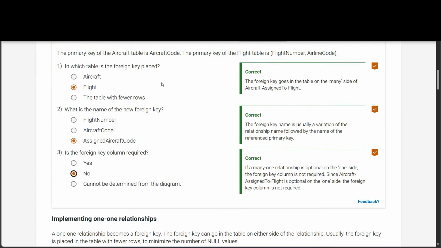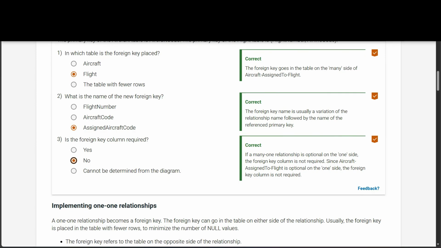So that is that. Check your answers and get to understand why you got it correct and why you got it wrong. So for example, if you chose aircraft, this is why you got it wrong. The aircraft table is the one side of aircraft assigned to flight, so the foreign key goes in the table on the many side. So for a many-one relationship, the foreign key always goes in the table on the many side.